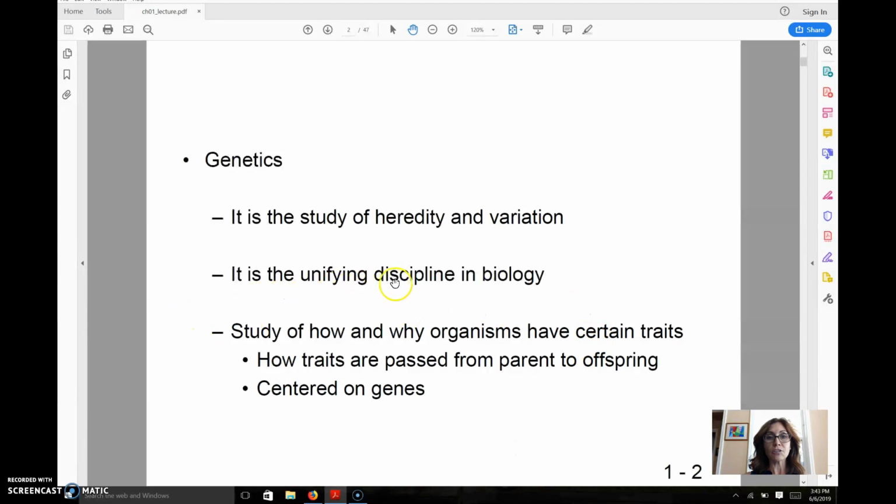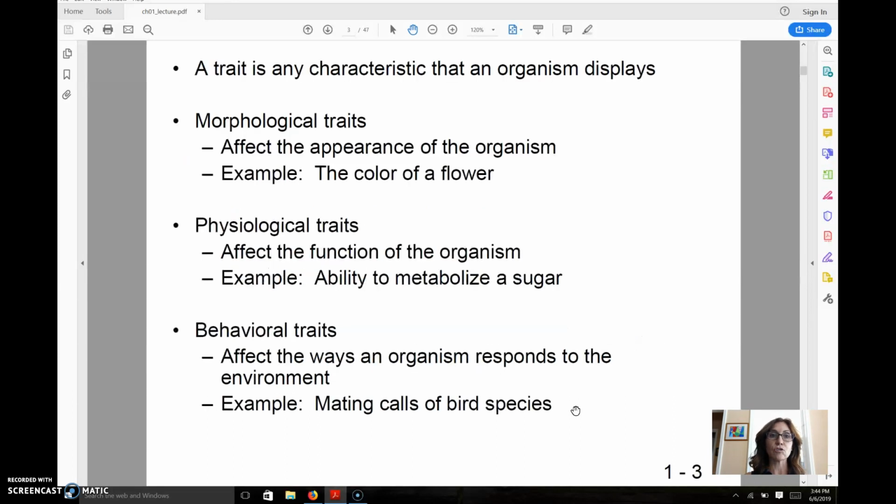We do call this a unifying discipline in biology because this is a discipline that also helps explain evolution. Evolution is also the unifying theory of biology, but we'll get to that another time. What we're really going to be looking at here in this class is how organisms have traits and how those traits are passed from the parents to the offspring. And it's all centered on these individual units within DNA called genes. And genes have all kinds of unique little recipes that give us all our different characteristics. So we'll get into that in a lot more detail in the next few chapters.